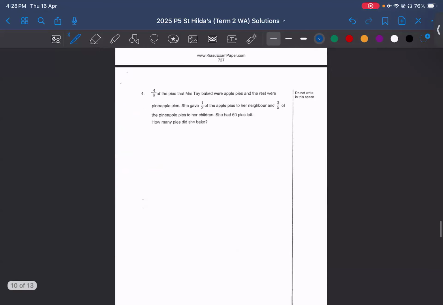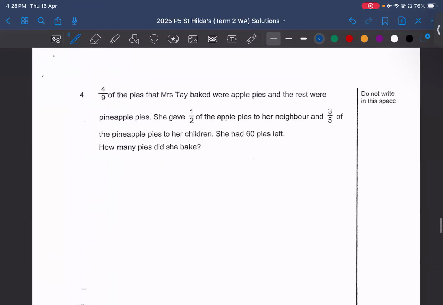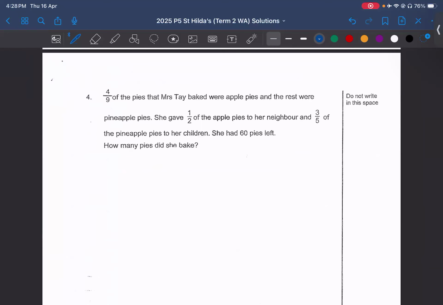Okay, next, question 4. 4 out of 9 of the pies that Mrs. Tay baked were apple pies, and the rest were pineapple pies. So she gave half of the apple pies to her neighbor and 3/5 of the pineapple pies to her children. And then in the end, she had 60 pies left. So how many pies did she bake?